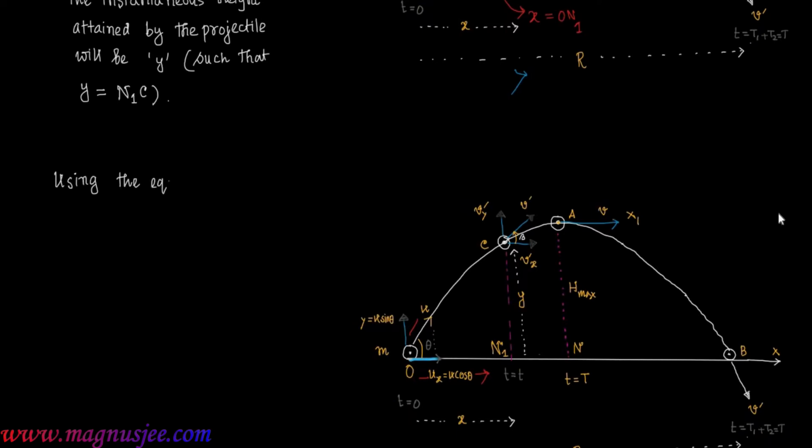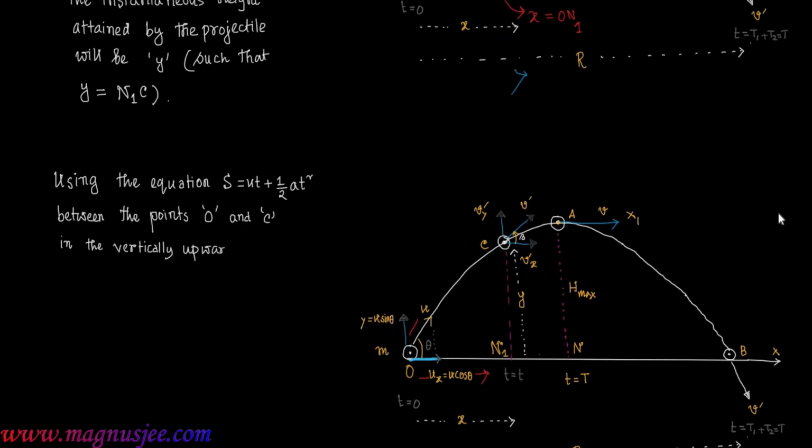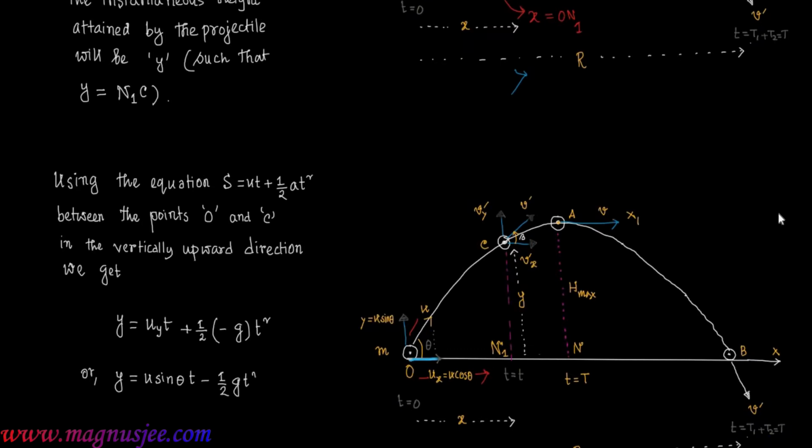Using the equation s equal to ut plus half at square between the two points O and C in the vertically upward direction, we get y equal to uy into t plus 1 by 2 into minus g into t square. Or, y equal to u sin theta into t minus half g t square.